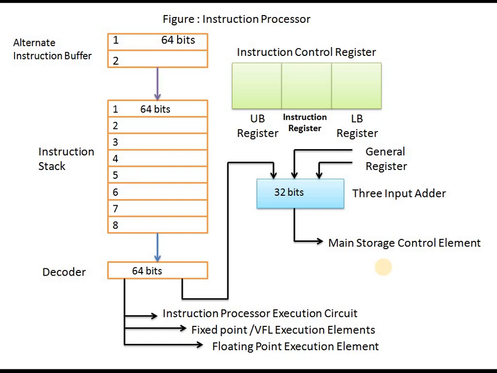an instruction stack of 8 double words, a set of 3 instruction control registers, a set of alternate instruction buffer registers, totaling 2 double words, a decoder, and a 3 input adder for the generation of effective addresses, which we have seen in this diagram. The instruction processor uses the general registers situated in the fixed point variable field length execution element.